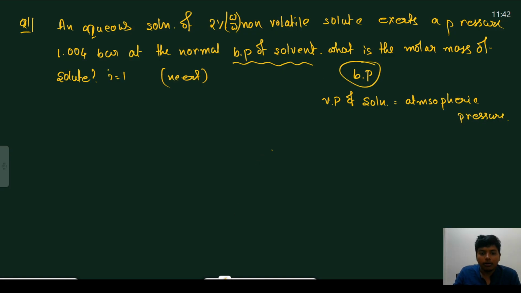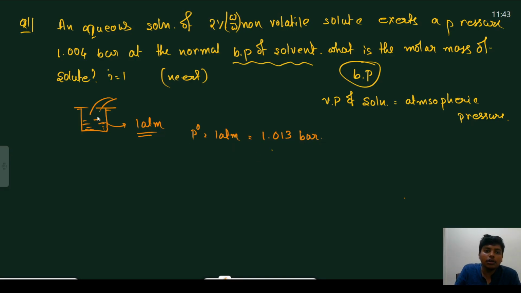Okay. Now, what is the question telling here? Simple question. I have a solution, a solvent. At its boiling point, the pressure will be 1 atmosphere. Yes or no? Because our atmospheric pressure is 1 atmosphere. So P naught is equal to 1 atmosphere. 1 atmosphere is equal to how much bar? 1.013 bar. Clear?